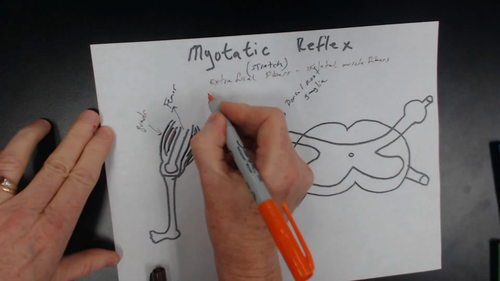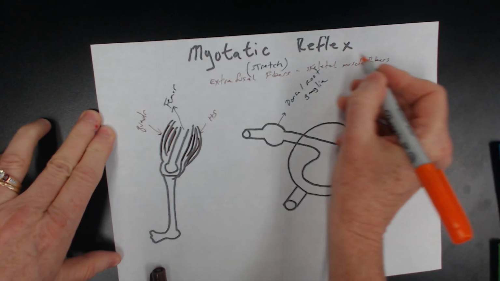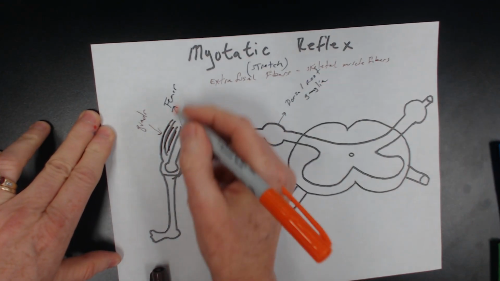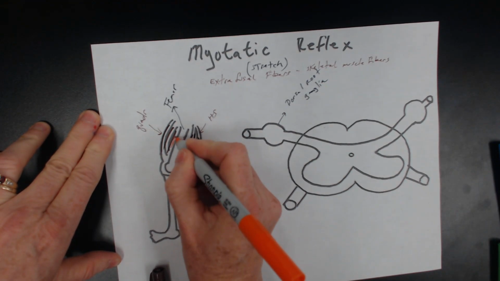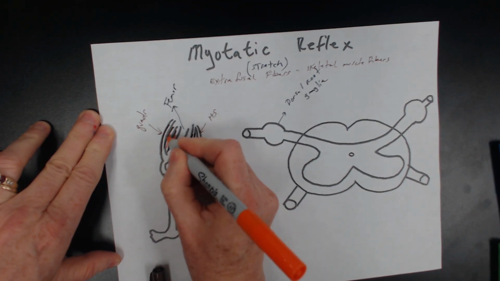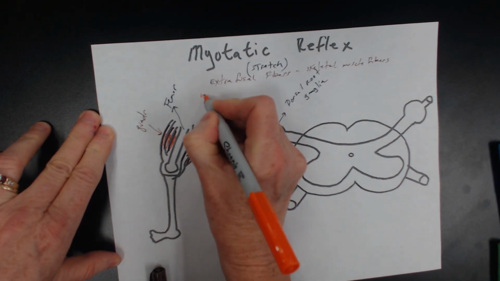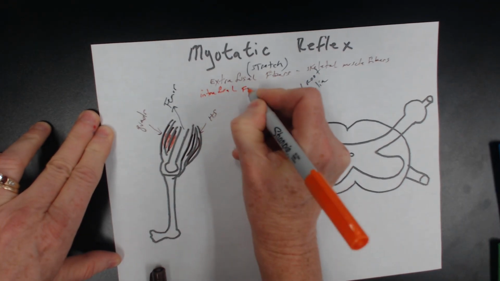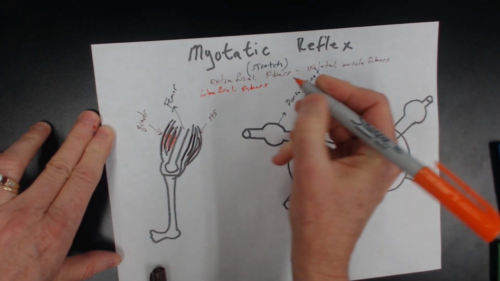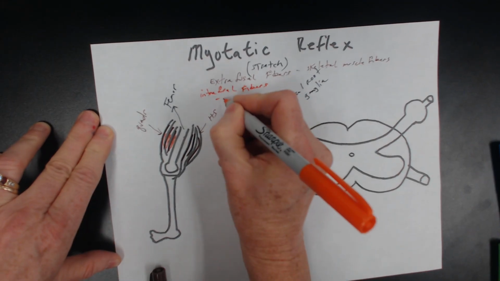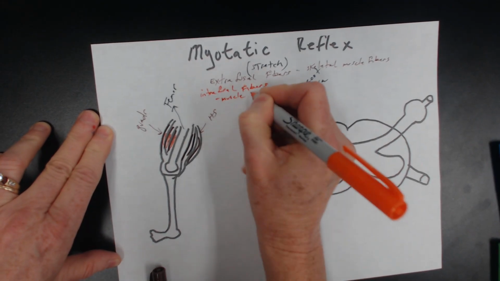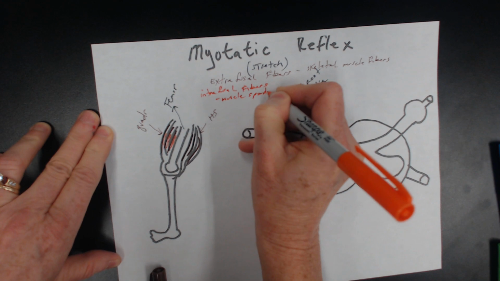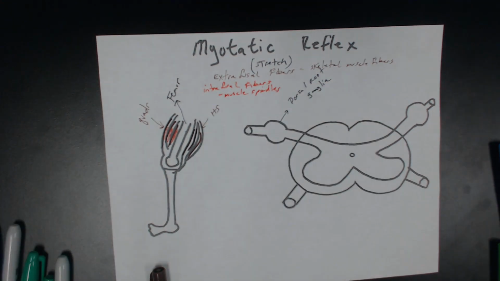So there's also something, in addition to the extrafusal, which is the skeletal muscle fibers, running parallel to these skeletal muscle fibers, also existing in all muscles, there are going to be intrafusal fibers. And those intrafusal fibers are muscle spindles. It's just a sensory receptor that detects muscle stretch.